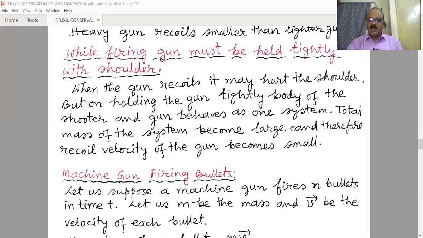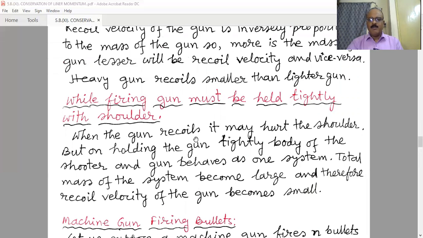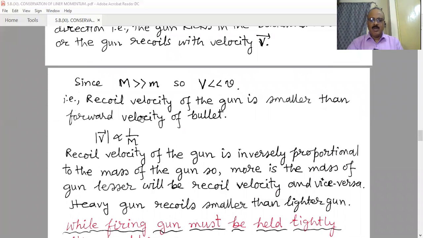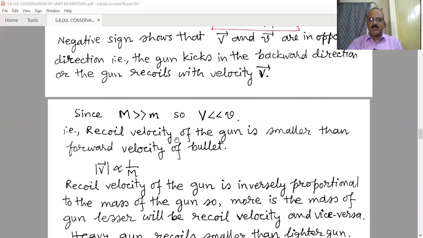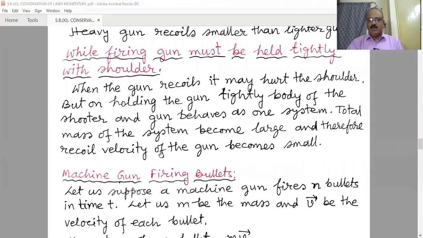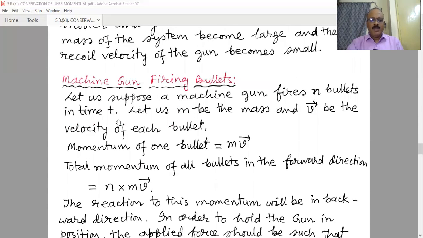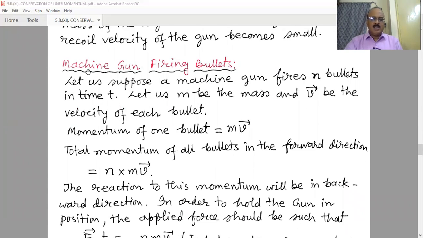The total mass of the system becomes large, and therefore the recoil velocity of the gun becomes small. V will be small, and we always want the recoil velocity to be small. Therefore, if you want to fire, the gun should be held tightly against the shoulder or the body of the shooter.